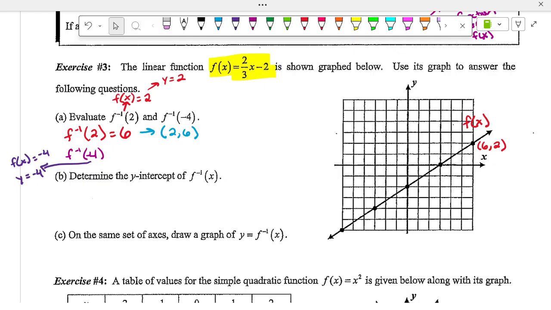Who thinks they got it? All right, let's go Jaden. What'd you get? How'd you find it?